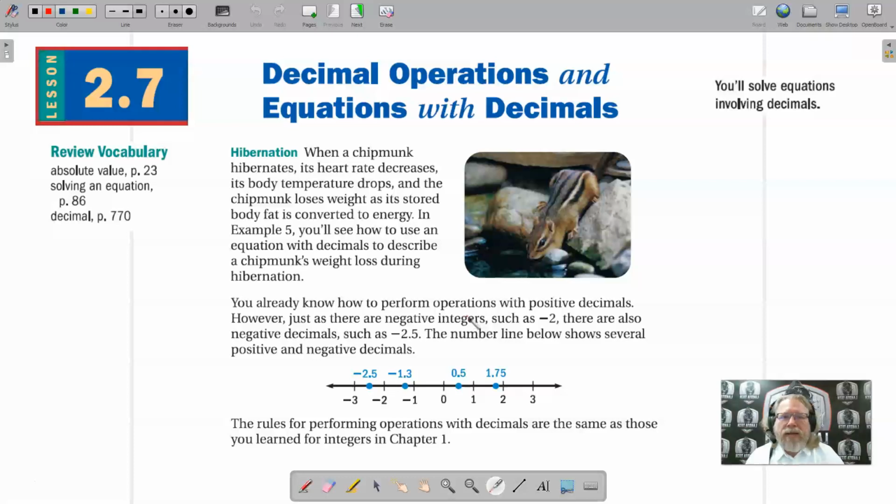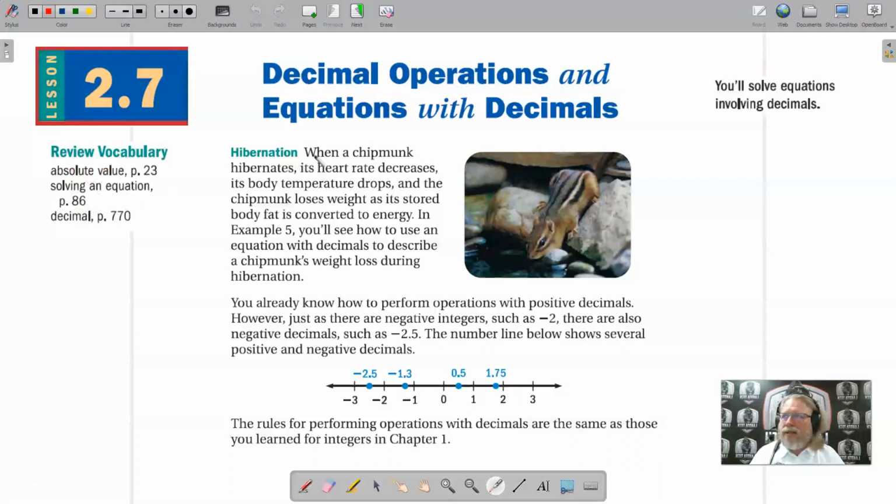Hello. This video is for lesson 7 of chapter 2, so we're doing lesson 2.7. It is titled Decimal Operations and Equations with Decimals, where our objective is to solve equations involving decimals. Our vocabulary for this lesson, or actually review vocabulary, is absolute value, solving an equation, and decimal.